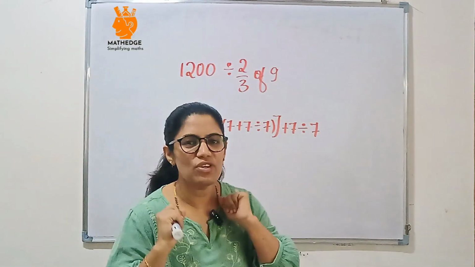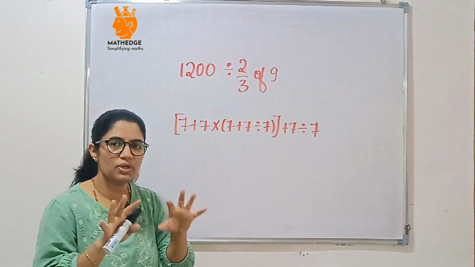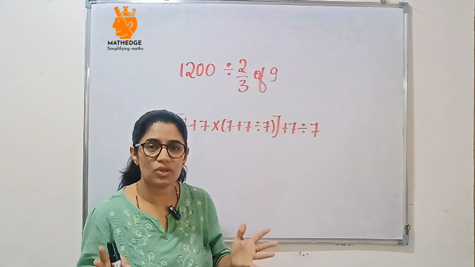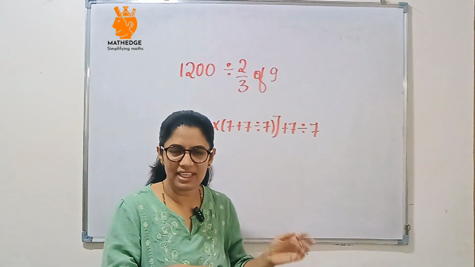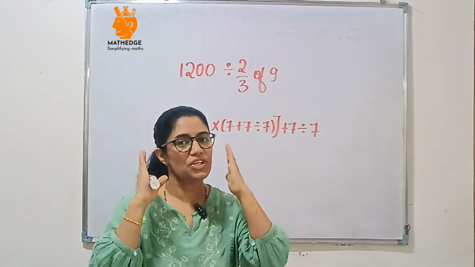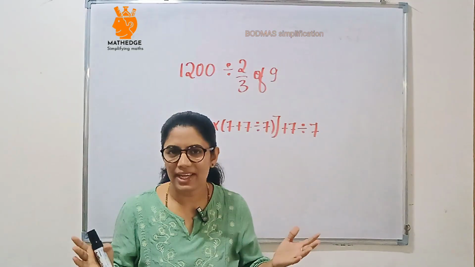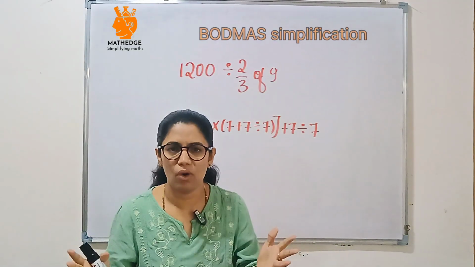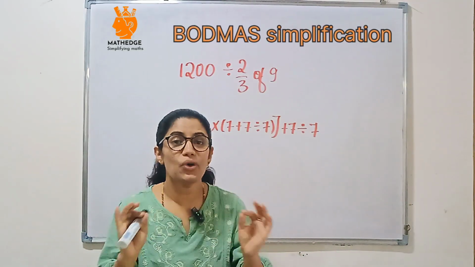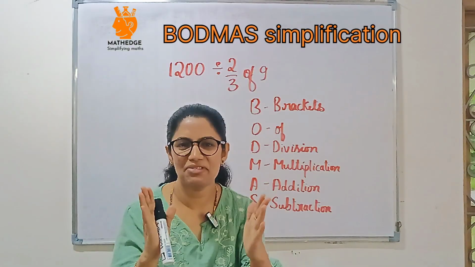Hey everyone, can you solve these types of simplifications without doing any mistakes? Who is confused about the answers? Someone will get different answers, someone will get the same answer. So you are at the right place. Today I am going to explain how to solve a BODMAS problem in the easiest way and without making any mistake. Let's simplify the problem.